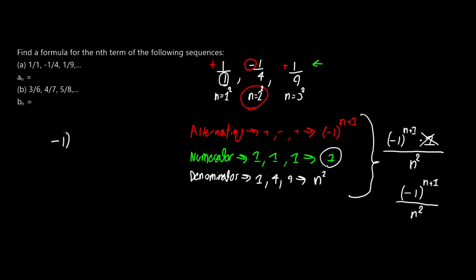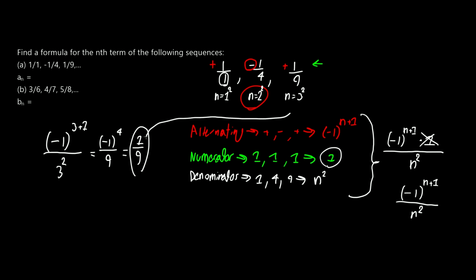So we're going to start with negative 1 to the power of n, and n is 3 at the moment, plus 1, divided by n, which is 3, and then square it. So then on the top, we're going to have negative 1 to the power of 4, divided by 3 squared, which is 9. Now whenever we have a negative number to the power of an even number, we are going to have a positive outcome. So the answer will be 1 over 9. And as you can see, the 1 over 9 does indeed match what we have for the third term. So our formula here is correct. So that's your answer for A.